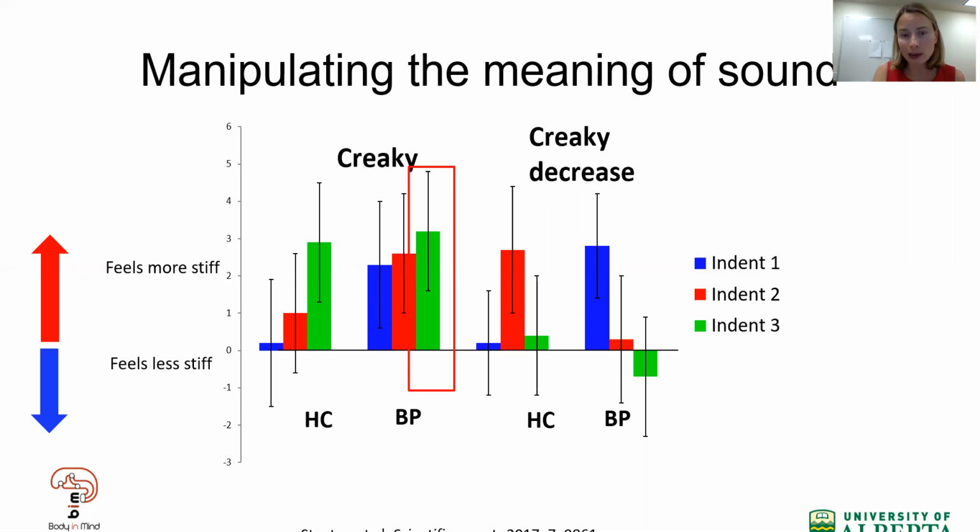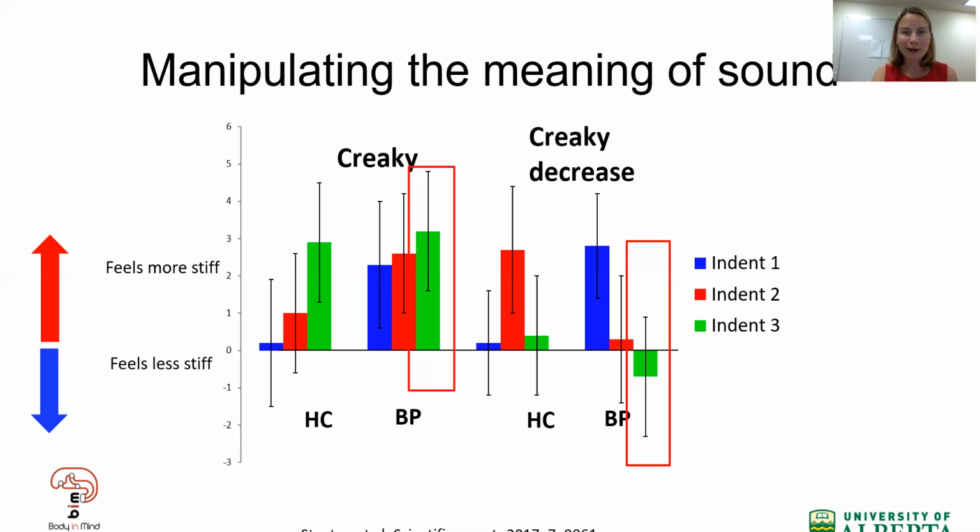So I'm just going to highlight, particularly for people with back pain, that third indentation. You can see when it was the creaky sound, they felt more stiff. However, if it's a creaky decrease, so it's not sounding very stiff at that point, they feel less stiff. So to me, this gives us nice information that it's not just about pairing sound to something, that we take meaning from what those sound touch pairings are, and this modulates our experience. And maybe we can start to use these sort of things to help in varying conditions that experience feelings of stiffness.